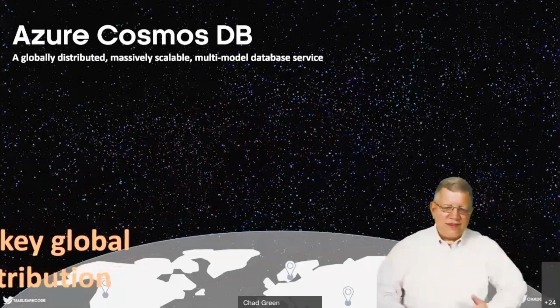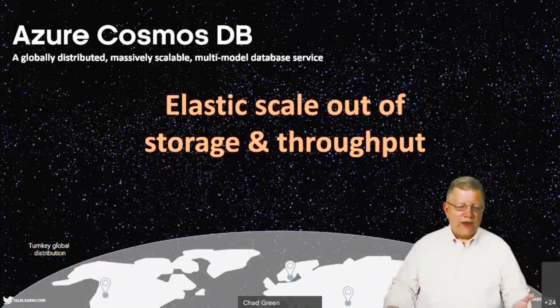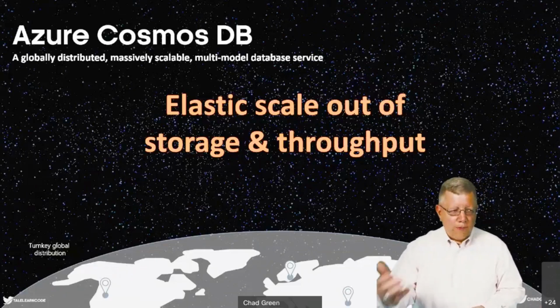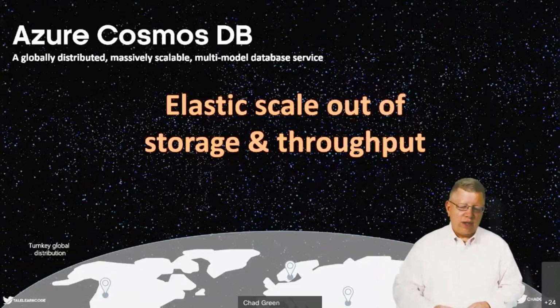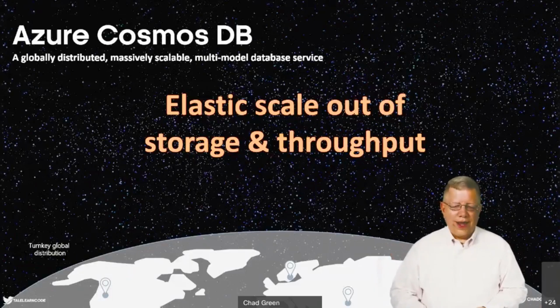Next, we have the elastic scale out of storage and throughput. So sure enough, you'll never run out of storage within Azure Cosmos, because you just keep on adding more and more storage. You will pay per gigabyte, I don't know the Australian price, but in the US, the price is a quarter of a dollar a gigabyte. But you theoretically will never run out of space.